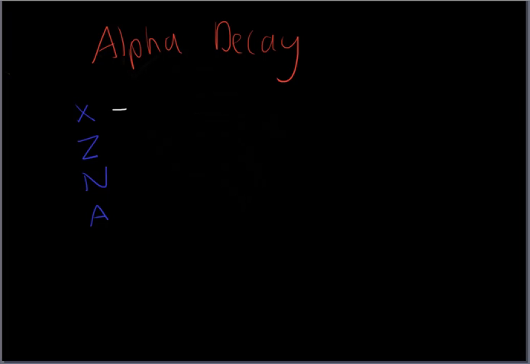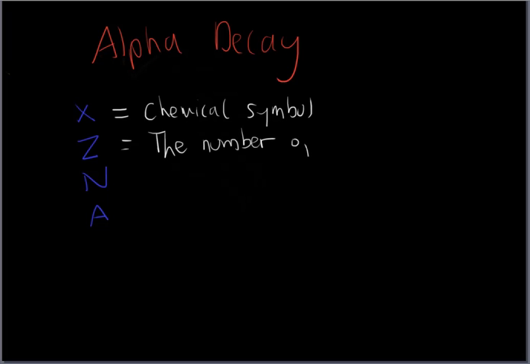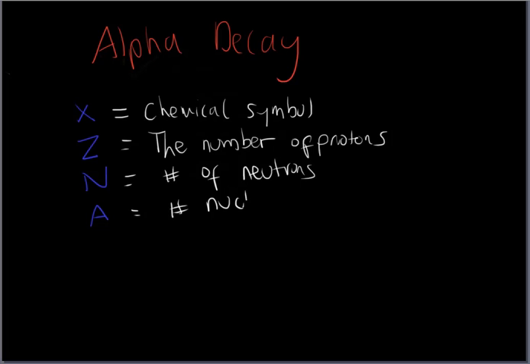X is the chemical symbol of the element. Z is the number of protons. And remember, the number of protons is what defines the element. N is the number of neutrons. And A equals the total number of nucleons. And if you remember again from last topic, nucleons is the neutrons plus the protons.